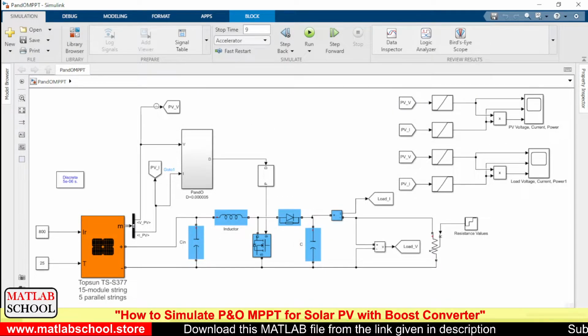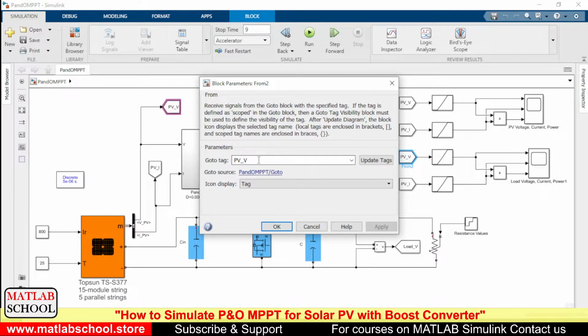Here we are measuring the voltage and current, and these are the plots: PV voltage, PV current, and this is the load voltage and load current.